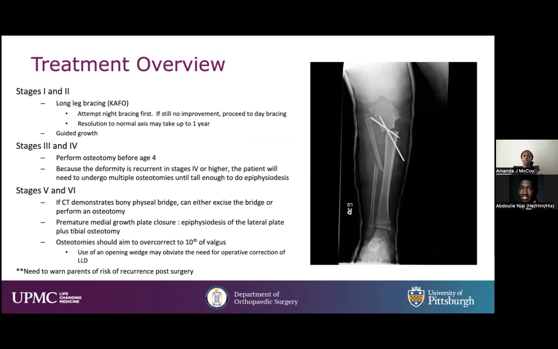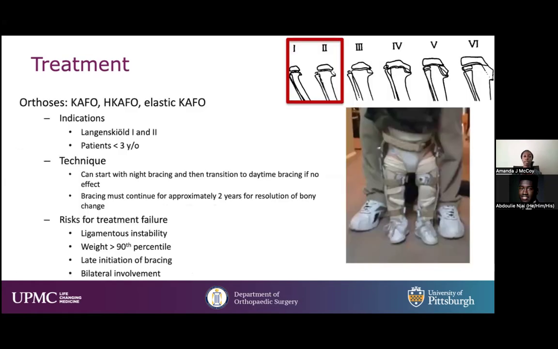In terms of treatment overview, for stages 1 and 2, oftentimes that's just bracing. For stages 3 and 4, that's often osteotomy. And for stages 5 and 6, again, that's osteotomy. Recently, in the last about 10 to 15 years, we've also started to use guided growth for stages 3 and 4. For stages 1 and 2, oftentimes you'll use KAFOs or HKAFOs, and oftentimes you can use these at nighttime, but then you can do full-time wear if it's not working. Generally, you have to brace for a long time in order to watch the X-rays improve.